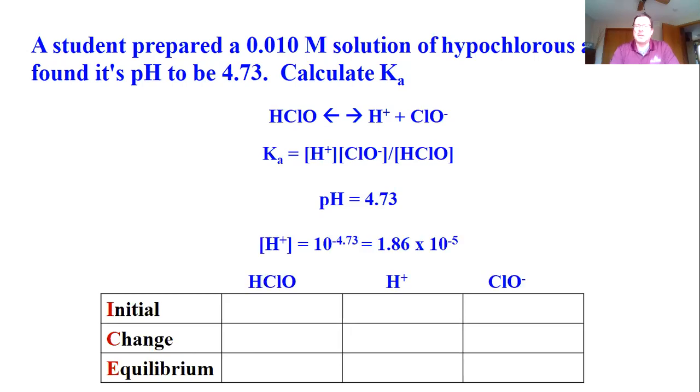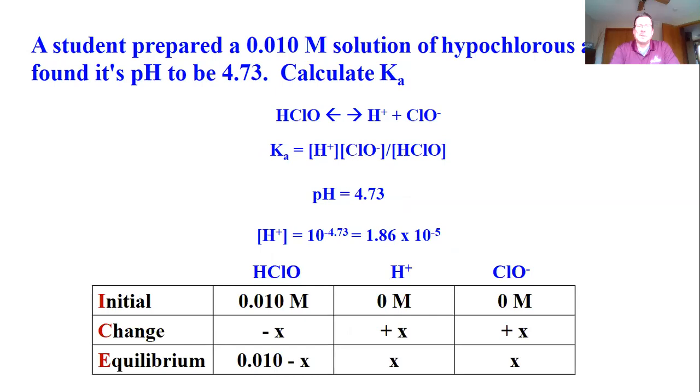Okay. And here's how our table is going to be set up, just like the reaction. Here's our reactant, the hypochlorous acid. It's going to break down into our two products, the hydrogen ions and the hypochlorite ions. So then let's start filling out the ICE table. And here's what it looks like. This is where this comes in.